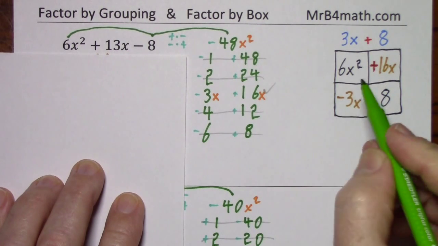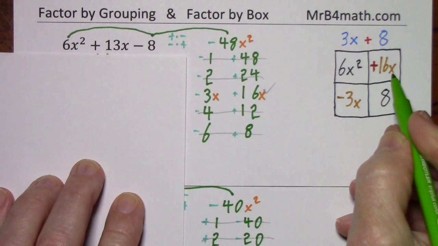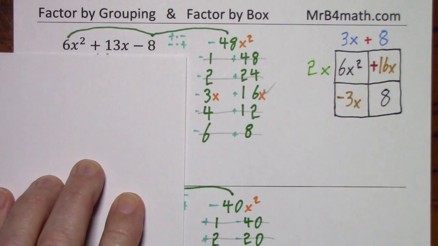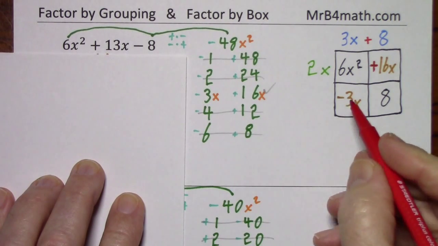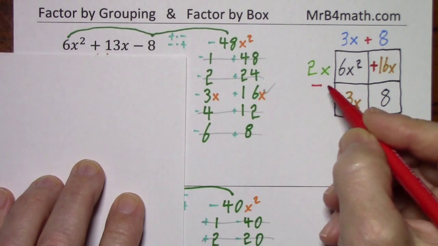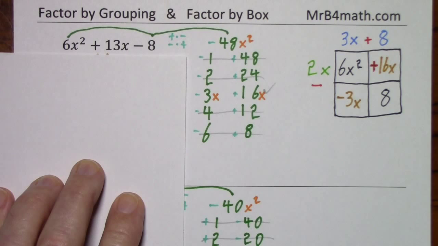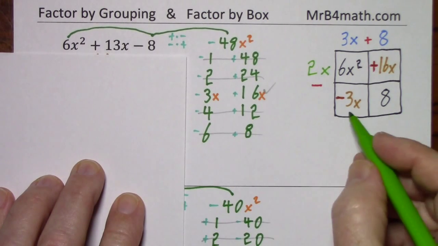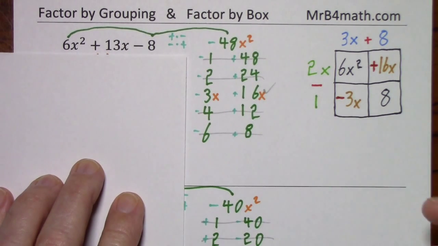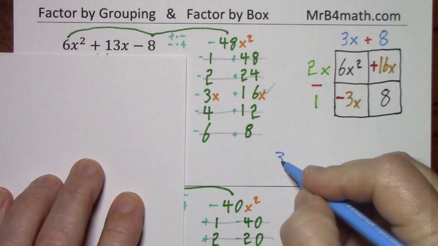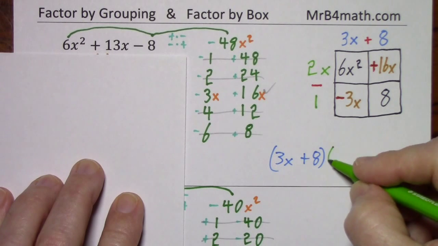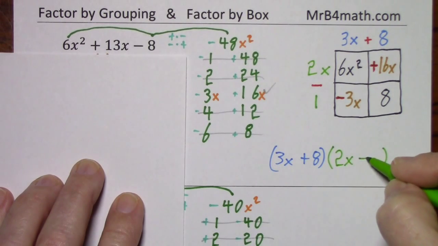Now going across, I could get a 2x out of each term. Whatever this sign is, the sign that'll be sitting between the numbers. I'll put it there, but you'll see how I write it in a moment. And here, the common factor is a 1. I can't get anything except a 1 out of each term. So the factored form is 3x plus 8 and 2x minus 1.